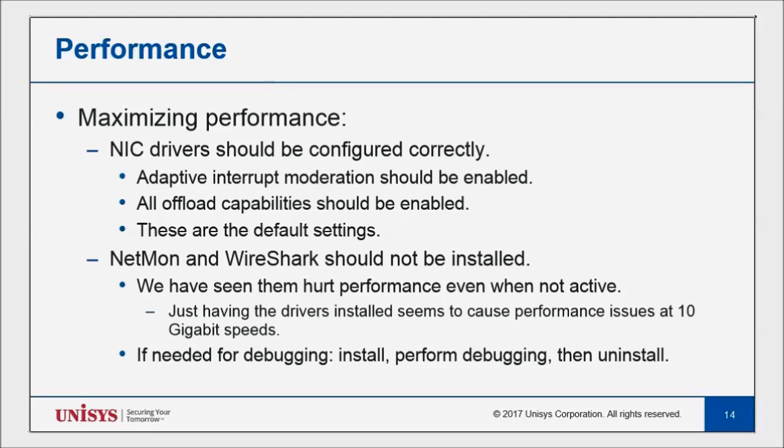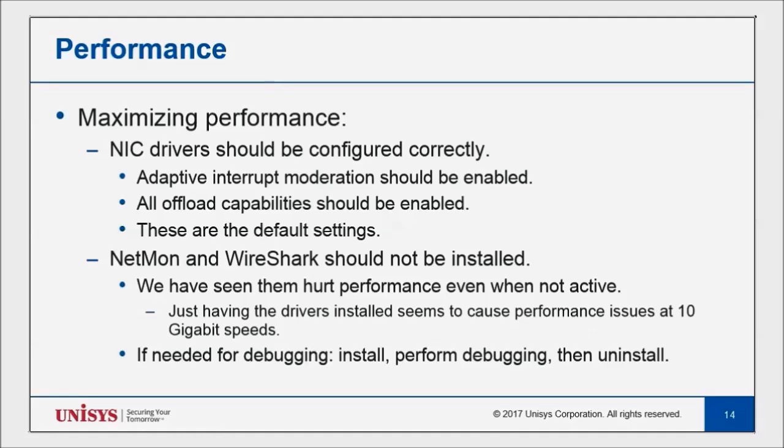In order to maximize network performance, it's fairly important to configure the NIC drivers correctly, and that basically means having them in default settings. The two things that are really important is that the NIC should be configured for adaptive interrupt moderation. That is the default, and we found that any other setting we've tried really causes problems either for streaming data or for latency or both. So really strongly recommend that you just leave the interrupt moderation enabled and set to adaptive.